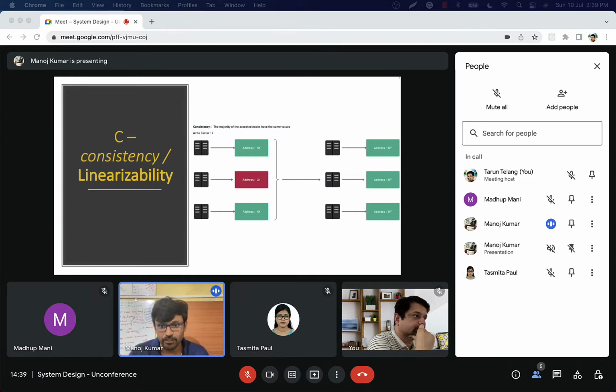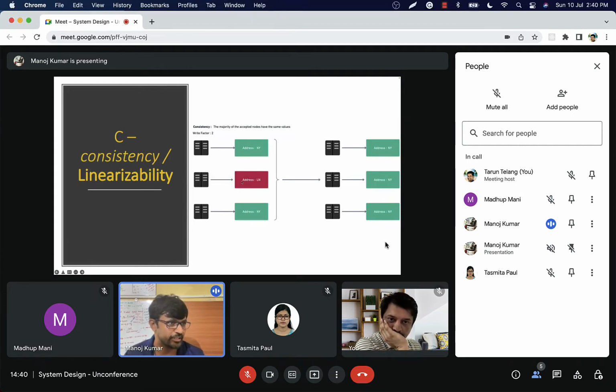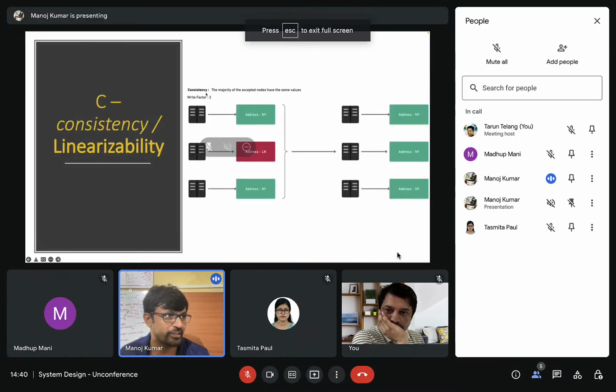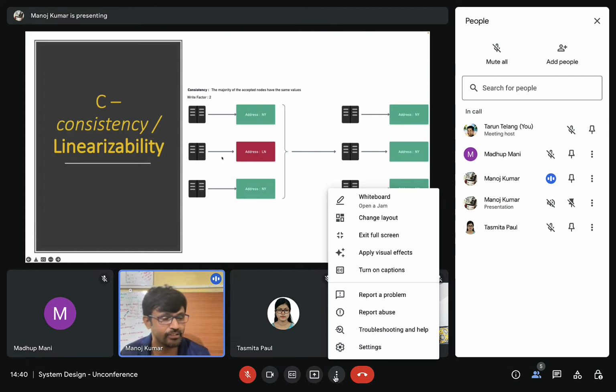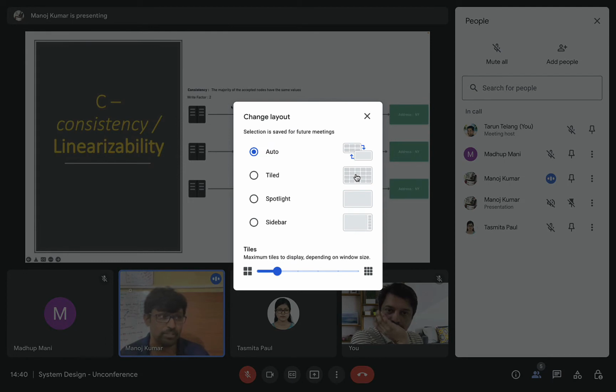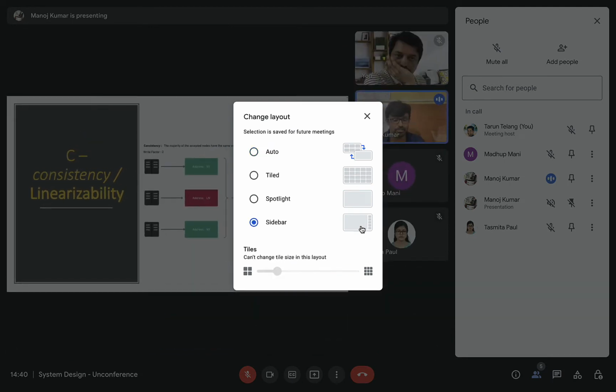So in consistency, as per C, say that in a distributed system you have a write factor of 2. Say you tell that the write factor is 2, and if those two nodes are satisfied, then we tell it is consistent. In this diagram, the red node is not written, but for the write factor of 2, this node gets written and this node gets written, and it sends an acknowledgement to the master node saying that these two replicas are written. Then we tell that the data is consistent.